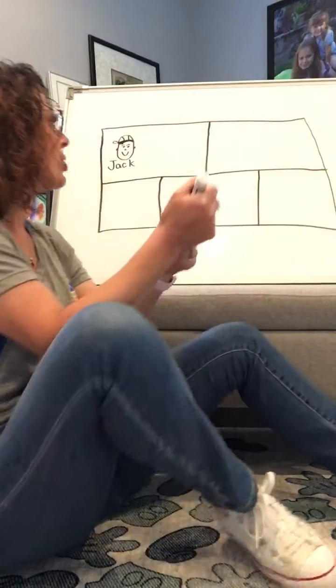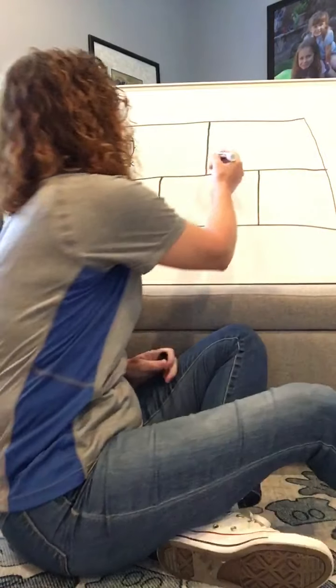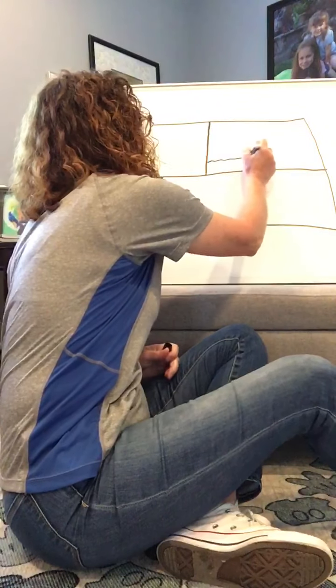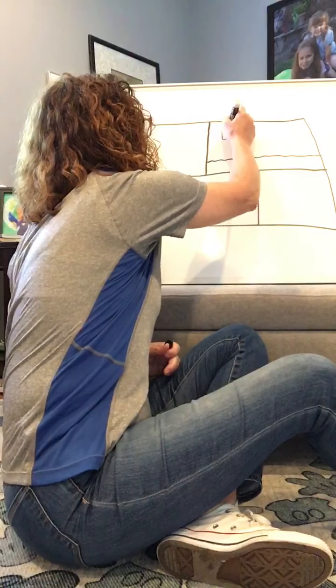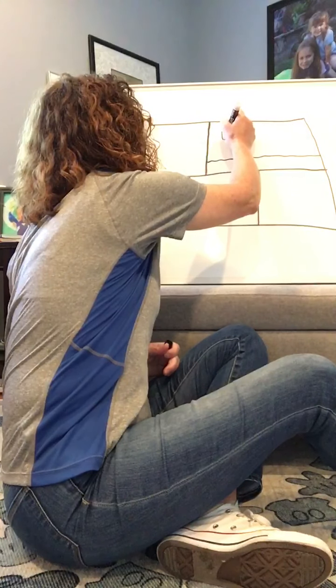So we know who the characters are. The only character in the story is Jack. It's all about him. And where does it take place? Absolutely, it's in his garden. So what you're going to do over here is draw his garden. And I'm going to draw the soil, and I'm going to put Jack in the garden.